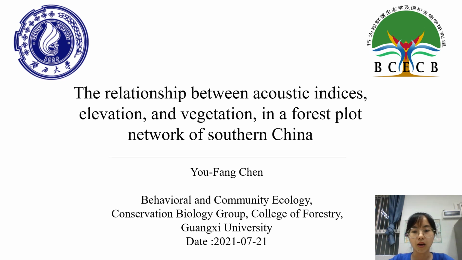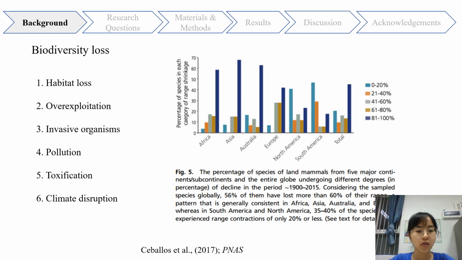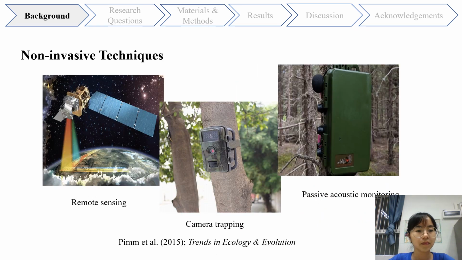Today I'm talking about acoustic indices used in a forest plot of southern China. Habitat loss, overexploitation, and other factors or their combinations can cause biodiversity loss. Several papers show that species ranges get different levels of shrinkage, so large-scale and long-term monitoring is needed.